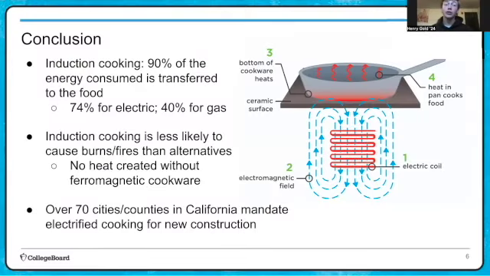And in conclusion, for induction cooking, 90% of the energy consumed is transferred to the food, while only 74% is for electric and a measly 40% for gas. Induction cooking is also less likely to cause burns or fires than the alternatives because no heat is created without the ferromagnetic cookware. Additionally, over 70 cities or counties in California mandate electrified cooking for new construction, and hopefully more will come in the future.